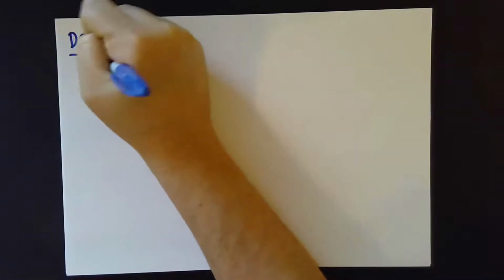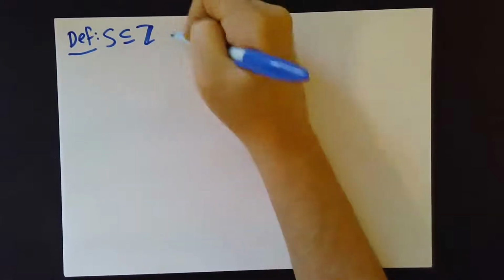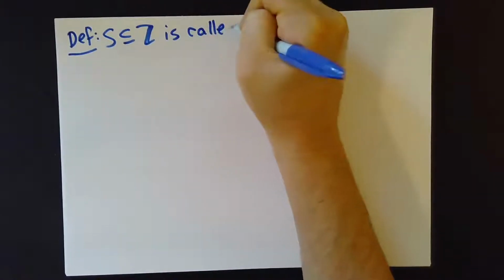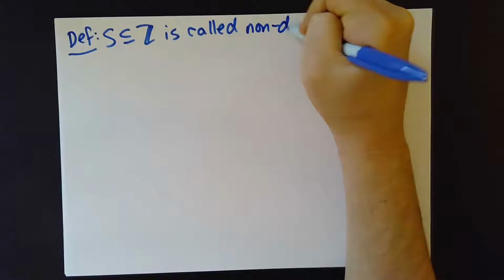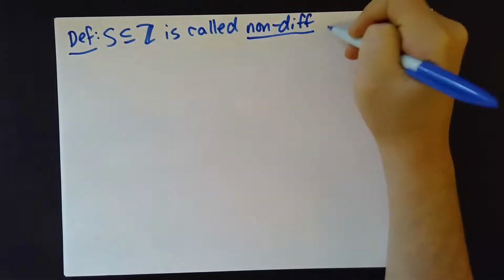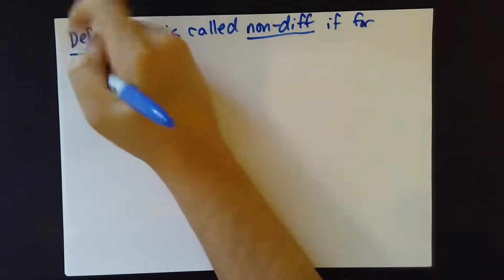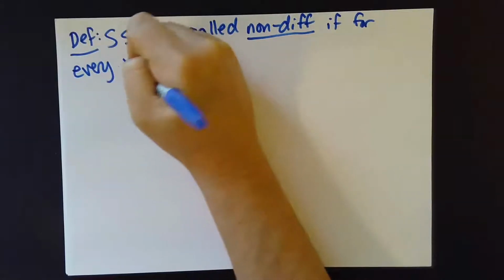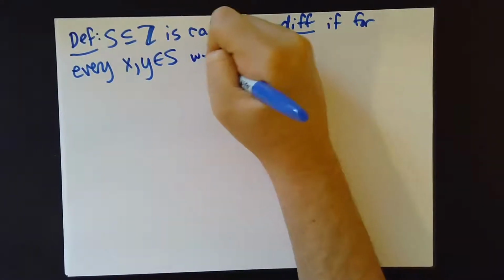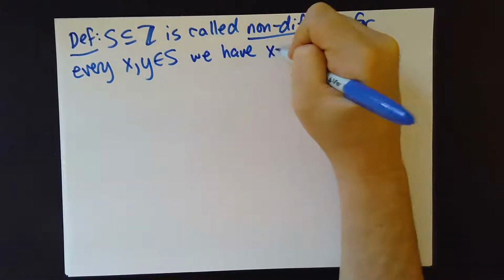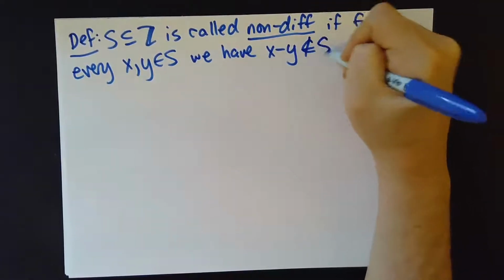Okay, so 35 is about this whole non-differentiable business. A set S, which is a subset of the integers, is non-differentiable if for every x and y in S, we have x minus y is not in S.